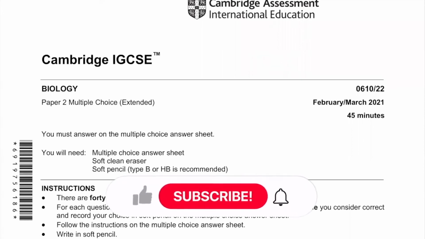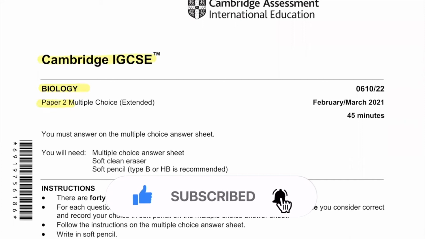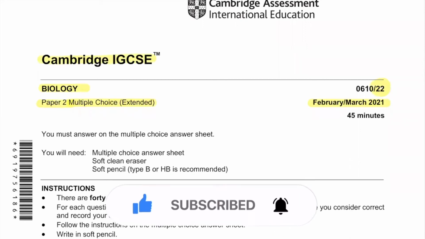Hello everyone. Today we'll be solving Cambridge IGCSE Biology Paper 2 Multiple Choice Extended February-March 2021 Paper 2-2.